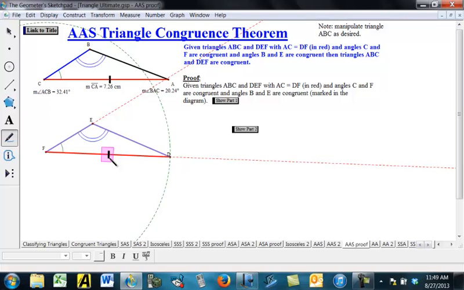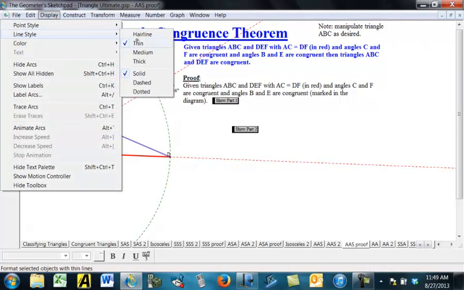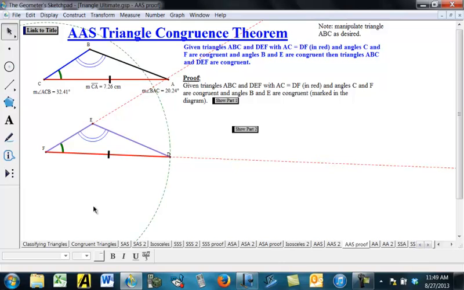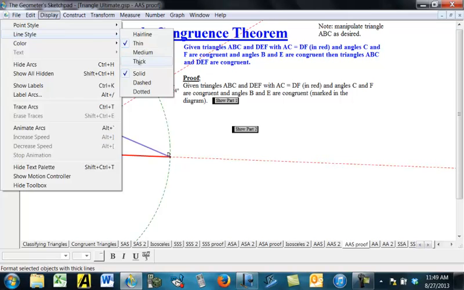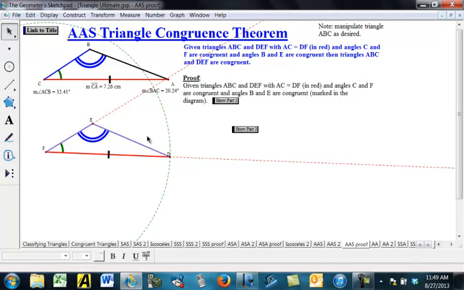And then the angles C and F are congruent. So that is the angle here. Let's make that a little bit thicker. So those green angles are congruent. And then the angle opposite the side, these angles we've got marked in blue, those are also congruent. Okay, so it's angle side.